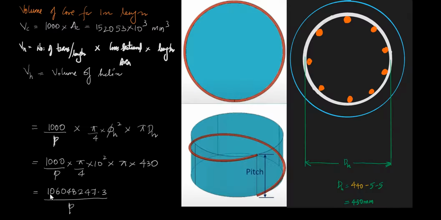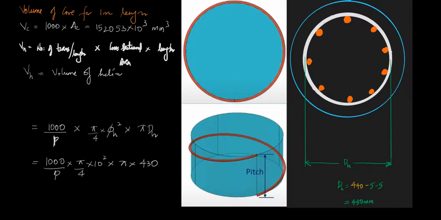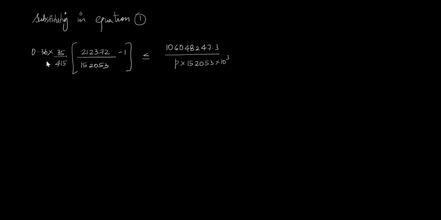That is the volume of helix, you'll get it like this. That is, I can substitute this in equation 1. Equation 1 is this one. This is equation number 1. So I am substituting this back in equation number 1. You will get 0.36 into fck divided by fy, the whole Ag by Ac minus 1 must be less than or equal to Vh divided by Vc. So substituting back over here and equating to the limiting condition, the only unknown here is small p, that is the pitch. I'll get the pitch as 57.93 mm, so I will use 55 mm as the pitch.